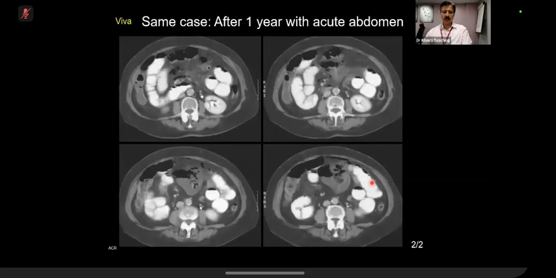Okay, same case, CT scan after 1 year. So there are some ischemic small bowel loops with three gas locules. Why do you say ischemic bowel? It doesn't appear to be enhancing.